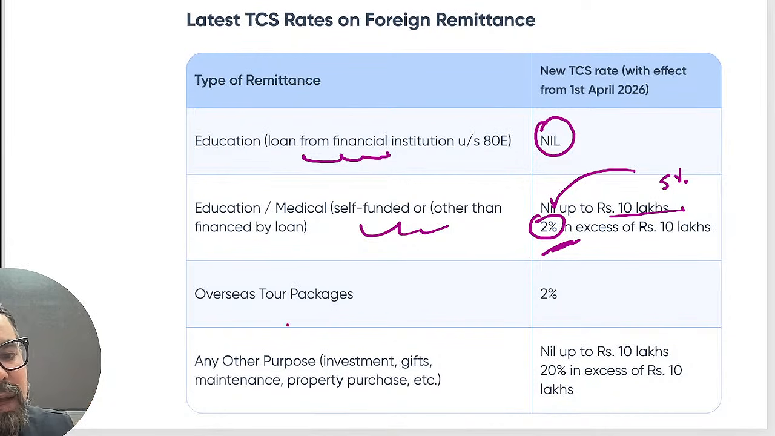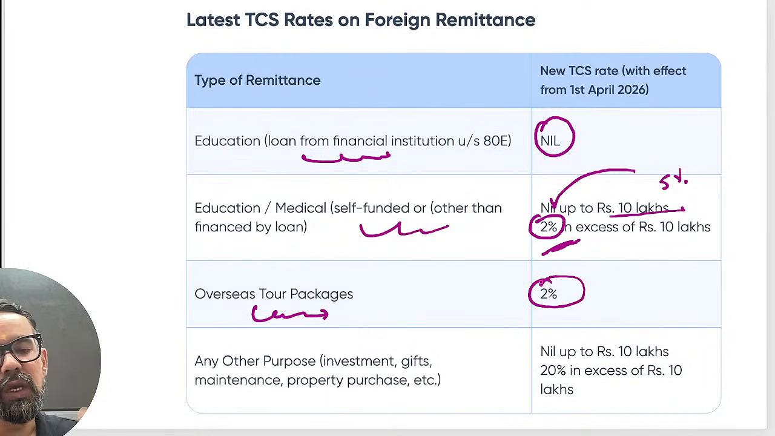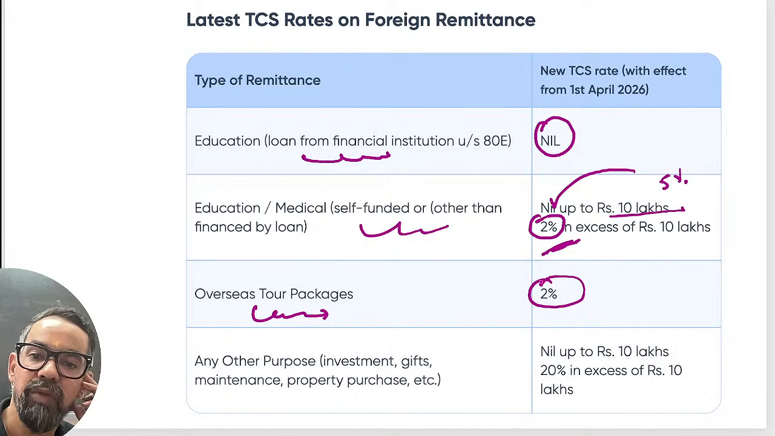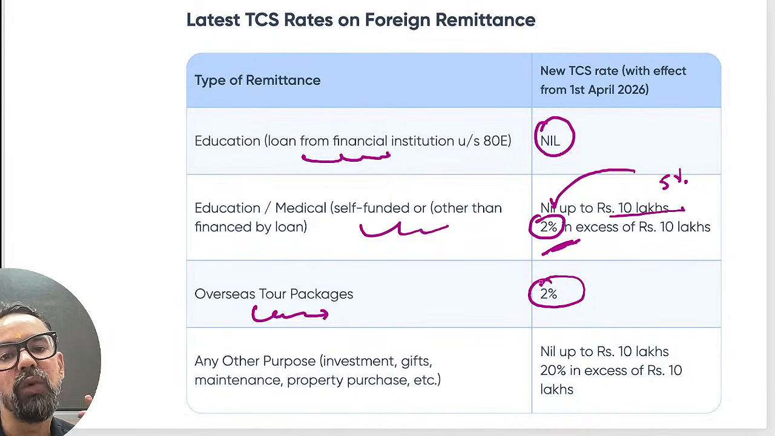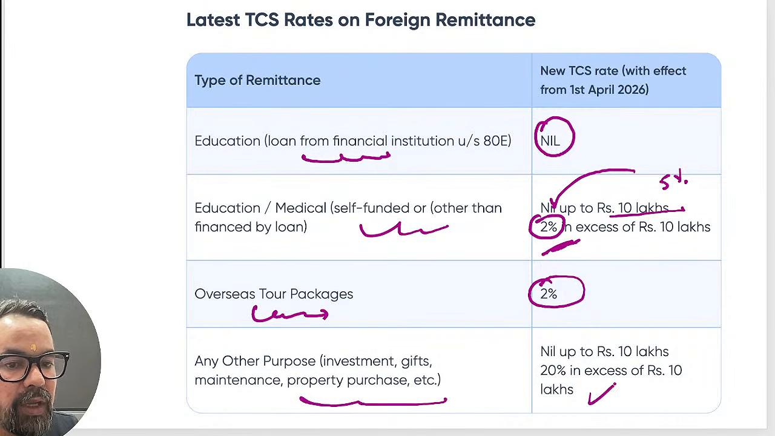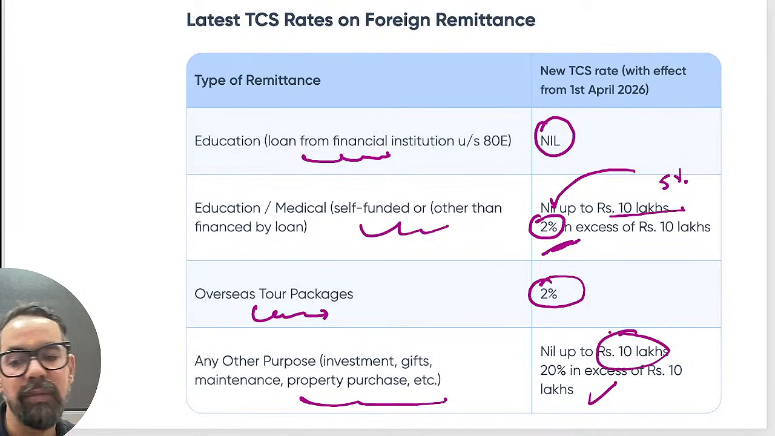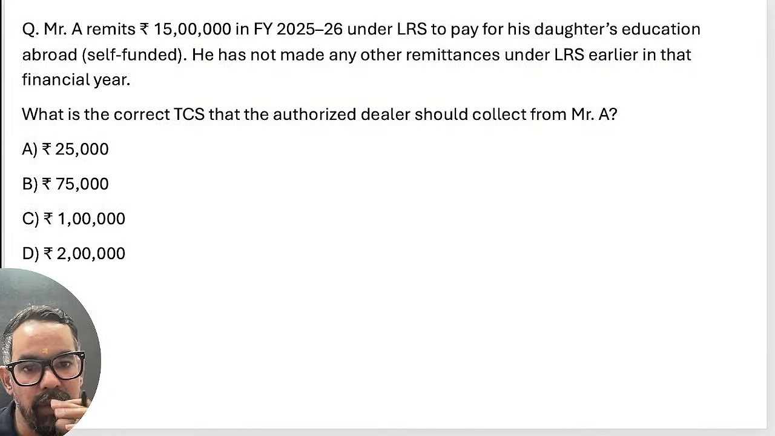The third case is tour package, so it is upfront 2%. Earlier it was, but now it is not part of the threshold. Okay, so whatever amount you remit, you have to pay 2% of the amount. Any other investment which is 20% in excess of 10 lakh. So this is something they have changed here that you have to remember. Okay, you get it guys? Understood? So if I ask you to solve this question, you will be able to. So you have to keep two or three things in mind.